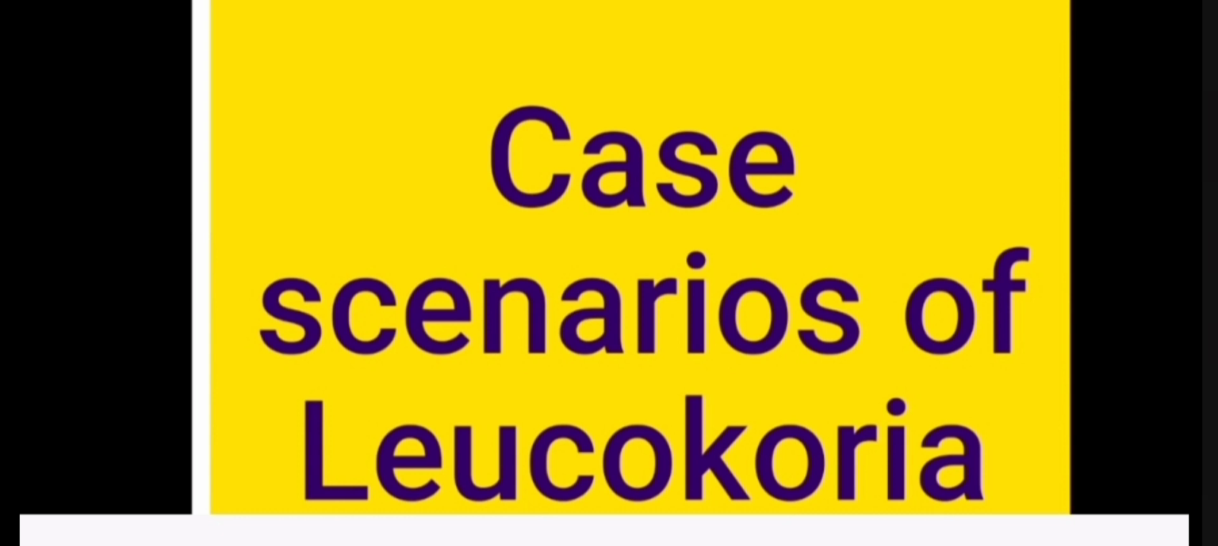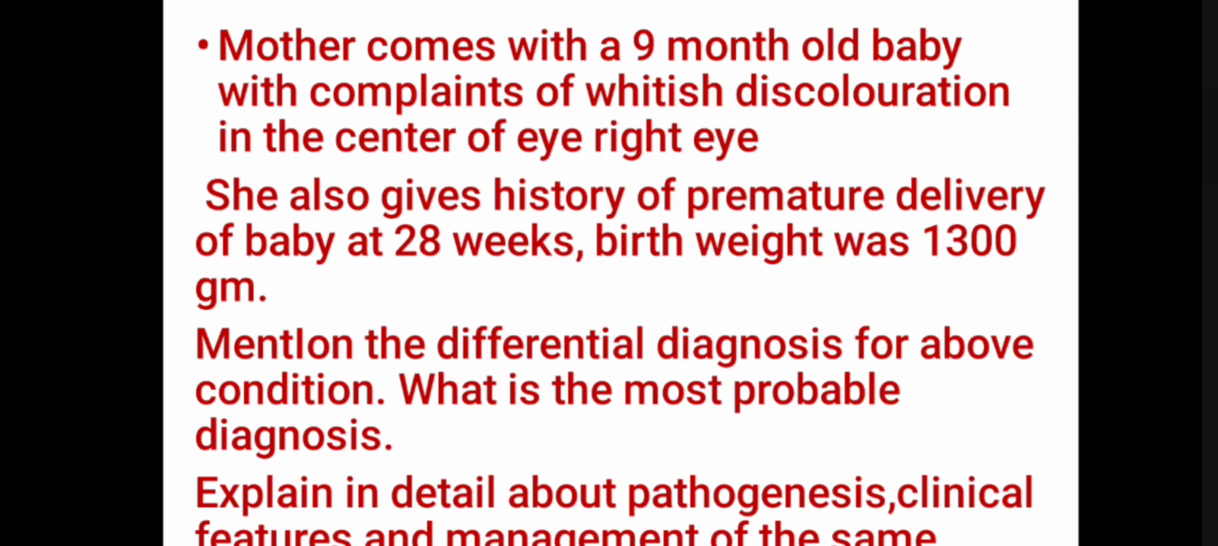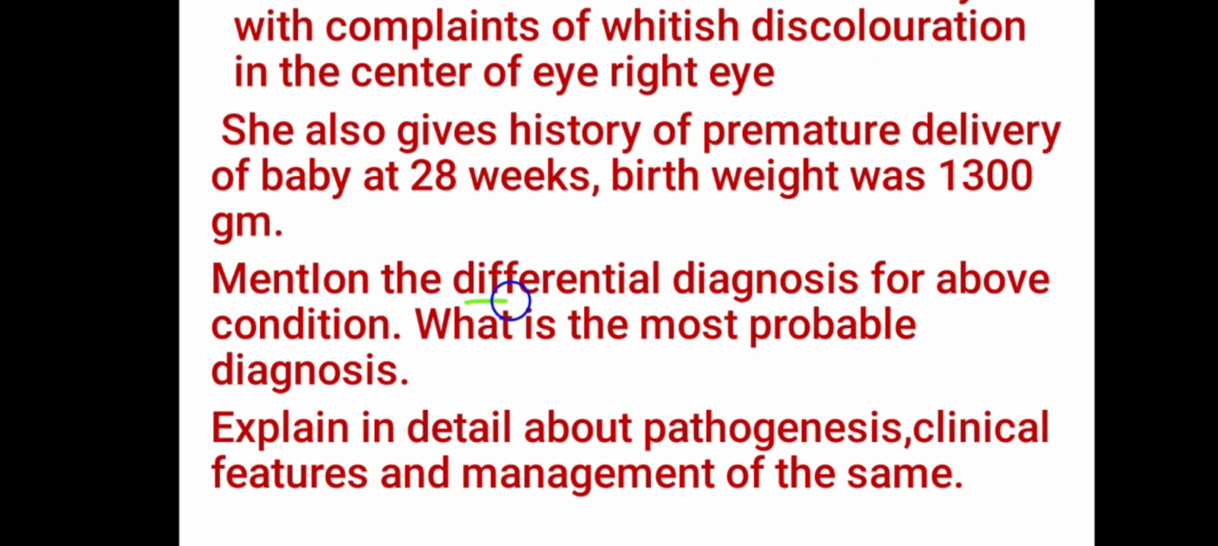So here is a case scenario: a mother comes with a 9-month-old baby with complaints of whitish discoloration in the center of the eye, that is right eye. She also gives history of premature delivery of the baby at 28 weeks. Birth weight was 1300 grams. Mention the differential diagnosis for the above condition. What is the most probable diagnosis, and explain in detail about the pathogenesis, clinical features and the management of the same. So like this, the question can be asked for your main question or even the short notes.